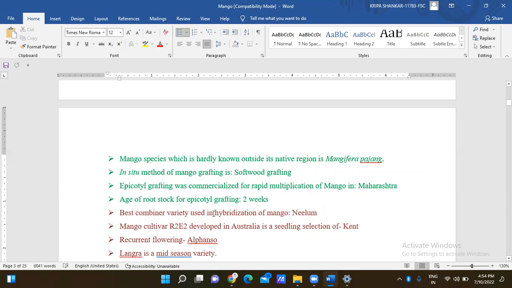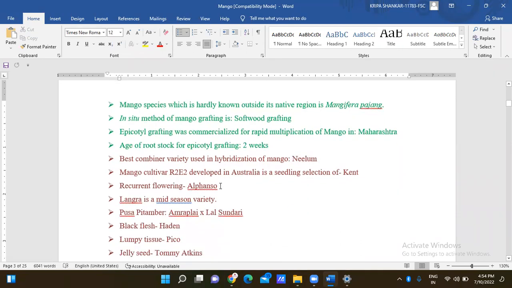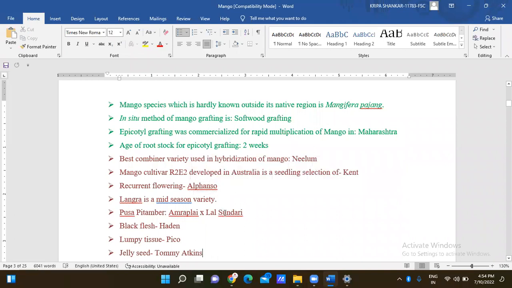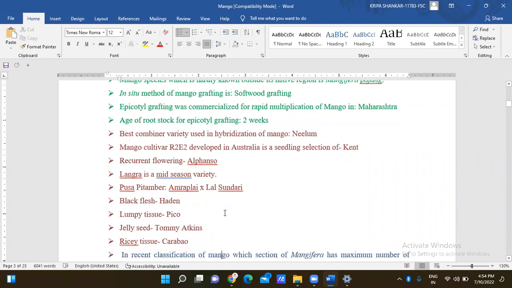Best combiner variety used in hybridization of mango is Neelam. This is also a very important question. Then mango cultivar R2E2 was developed in Australia. It's a seedling of Kent. Recurrent flowering is mostly in Alphonso. Langra is a mid-season variety. Pusa Pitambar, I already told you, you should remember its parentage.